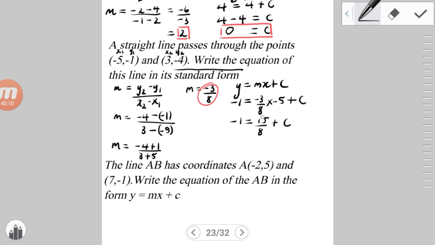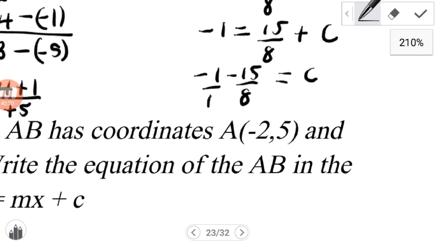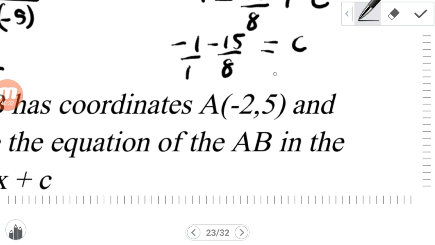So here we go, and we say, all right, transpose the minus 1, transpose the 15 over 8. We're going to find here that minus 1 minus 15 over 8 will be equal to c. And if you go ahead and find the LCM of this particular situation here, zoom up a little bit, let's just create some space here, guys. So the LCM is going to be equal to 8.